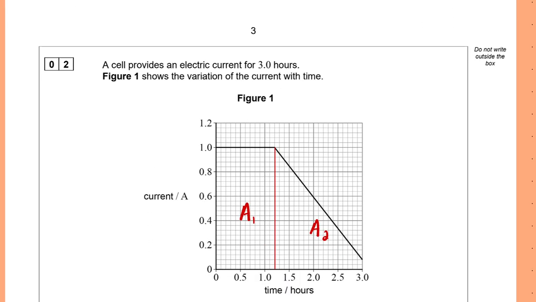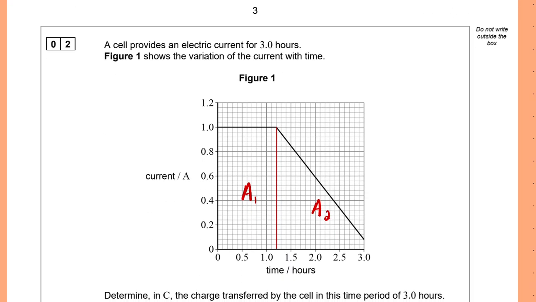Next, this says that a cell provides an electric current for 3 hours. So it's a new question now. Figure 1 shows the variation of the current with time, and a current-time graph is given. So what you're expected to infer from here is that when you have to find in coulombs the charge transferred in this time of 3 hours, then you'll actually have to calculate the area under this graph. So the area under a current-time graph is charge.